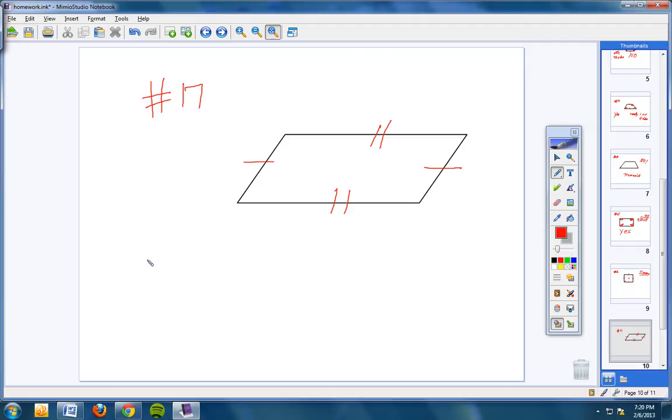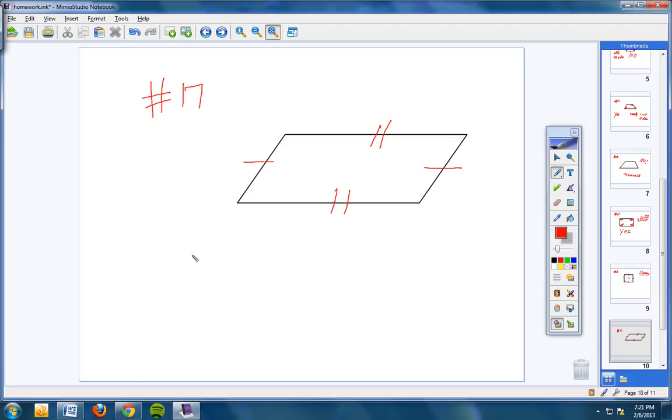Number 1, if both sets of opposite angles are congruent. Number 2, if both sets of opposite sides are congruent. Number 3, if one angle is supplementary to both of its consecutive angles. Number 4, if both sets of sides are parallel. And number 5, if the diagonals bisect each other.